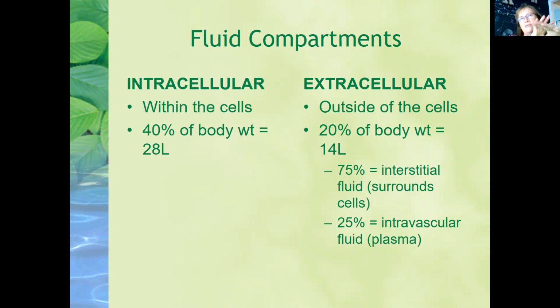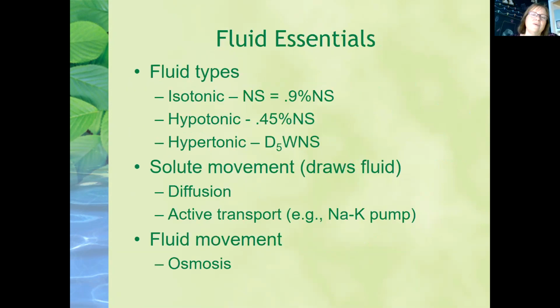And of that 14 liters, we divide that between intravascular, within the vasculature, right, within our bloodstream. We've got intravascular fluid, and another word for that is plasma. And then the remaining 75% of that 14 liters is interstitial, and that's just fluid that bathes our cells. So it's around our cells, within the human body, in other organisms. It's that interstitial fluid surrounds our cells and it bathes them. So what do we need to know? Just the bottom line about fluids.